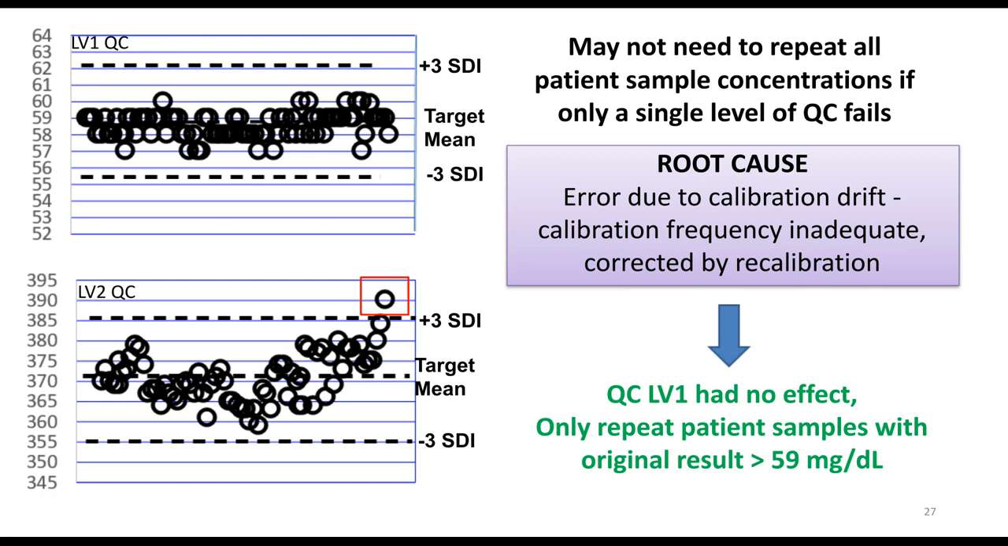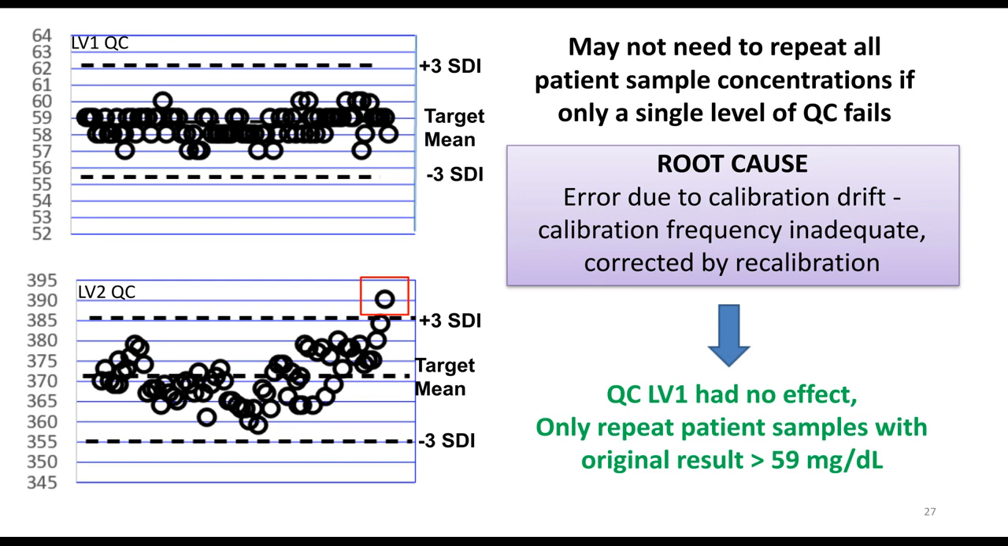This slide shows a scenario where you may not need to even repeat all patient sample concentrations if only a single level of QC fails. Level 1 QC for glucose was acceptable, but level 2 QC failed high. The root cause was found to be a calibration drift due to the fact that the calibration frequency was inadequate for the stability of the reagent.